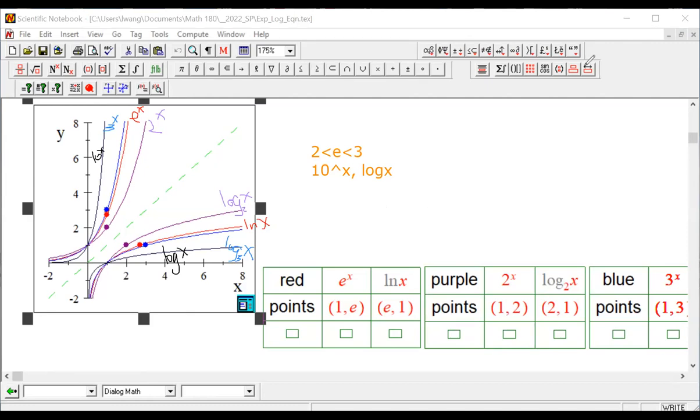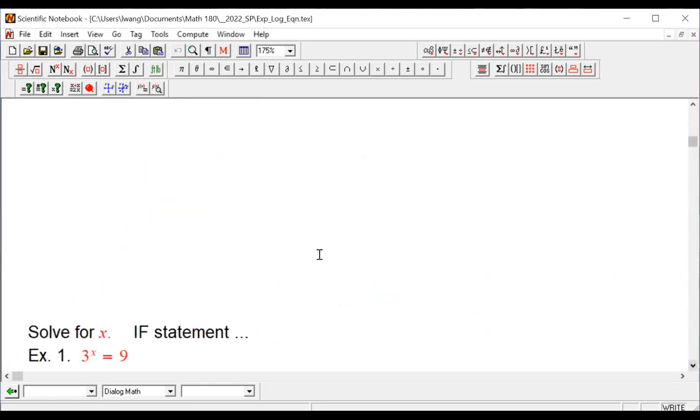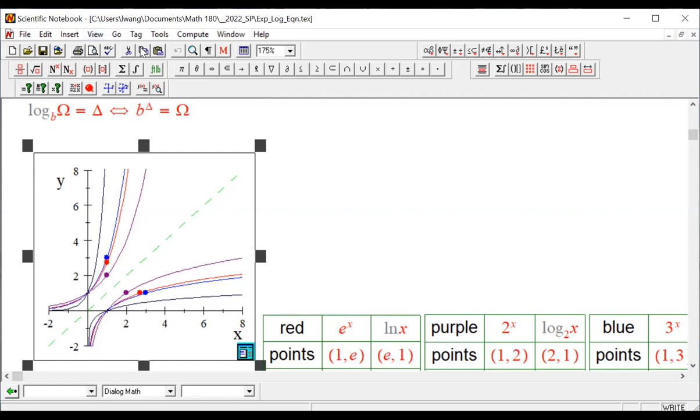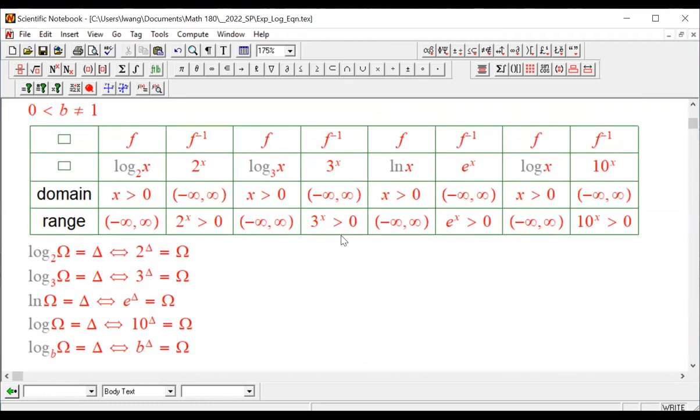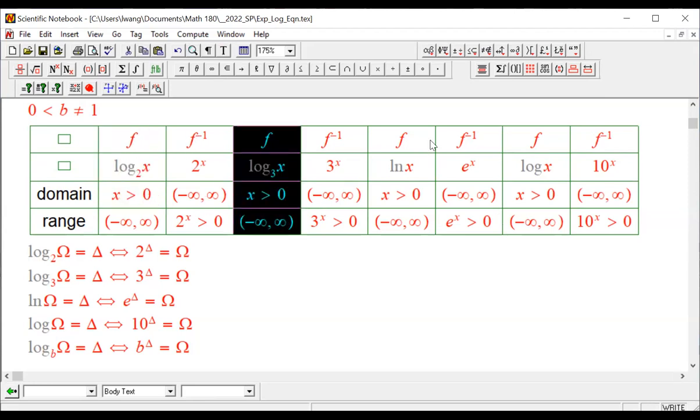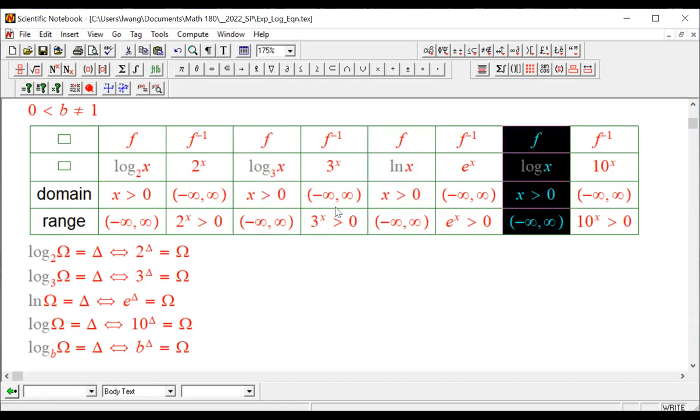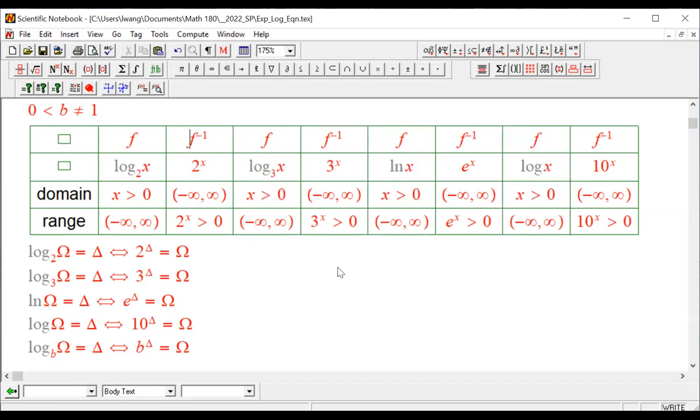So without further ado, let's clean this up, and we're going to look at some logarithm equations. Domain and range, are we clear about domain and range? We have studied domain and range, and it was summarized earlier on this picture. They all have the same domain and the same range for these functions.